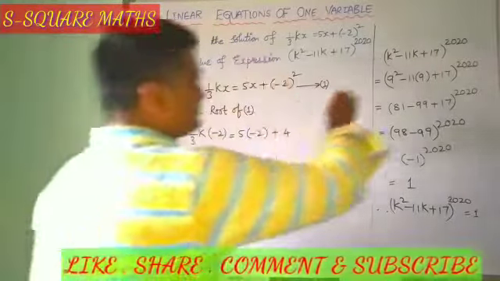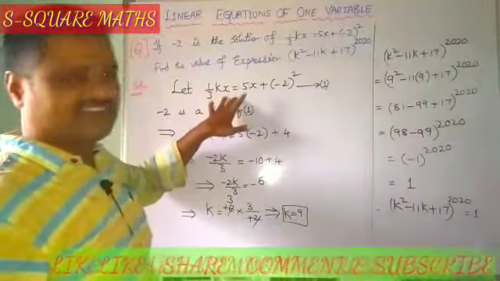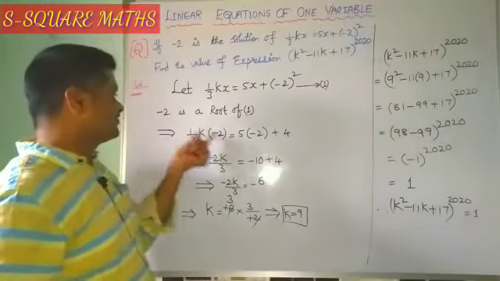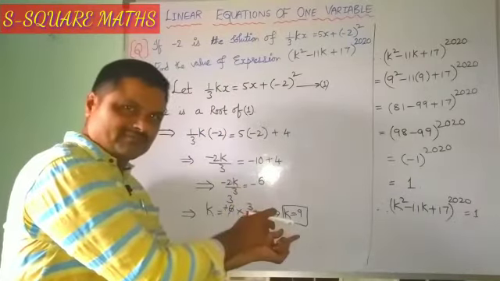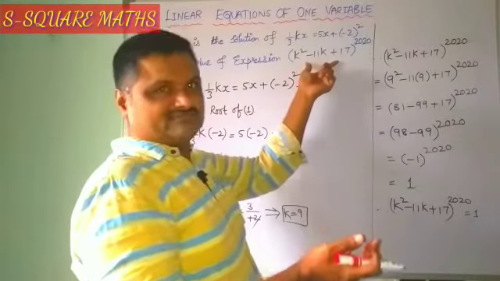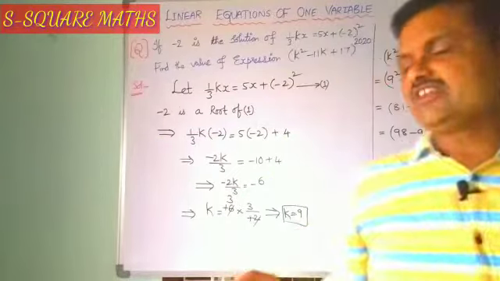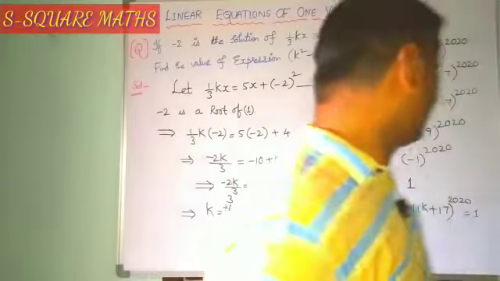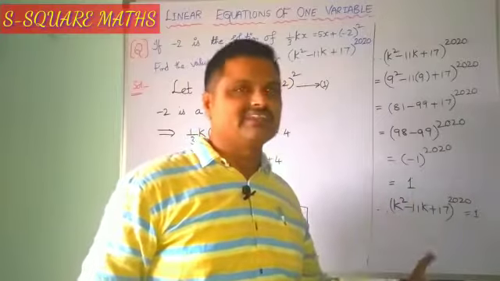Let us go through the steps once again here. Since minus 2 is the solution of the given equation, we know that every root will satisfy its own equation. Substituting here minus 2 in the place of x, our variable, we get the value of k. But our intention is to get the value of this expression, k square minus 11k plus 17 whole power 2020. Substituting the value k is equal to 9 in the given expression, we get the value as 1, unity, the multiplicative identity.